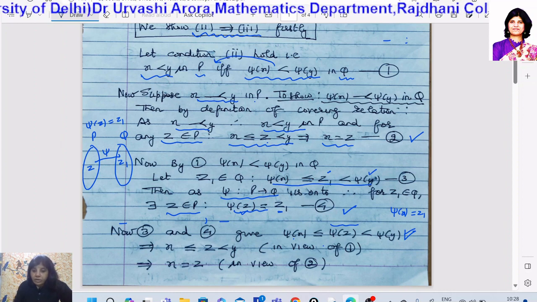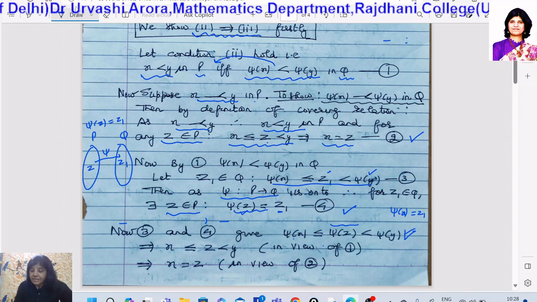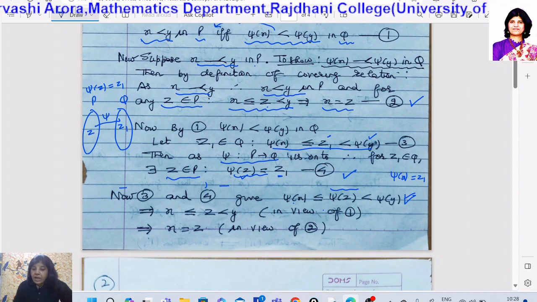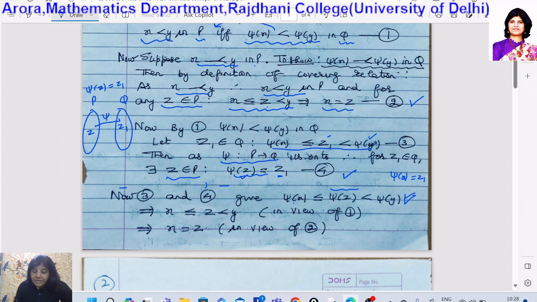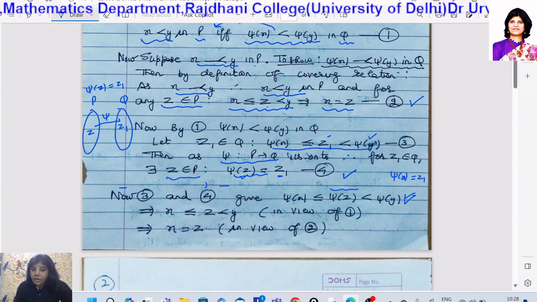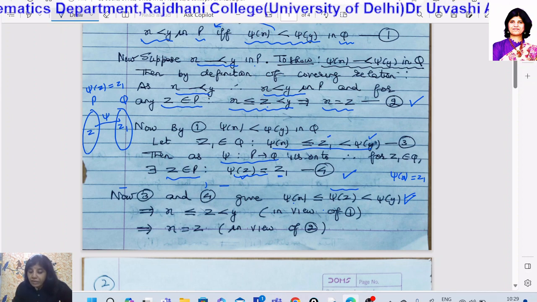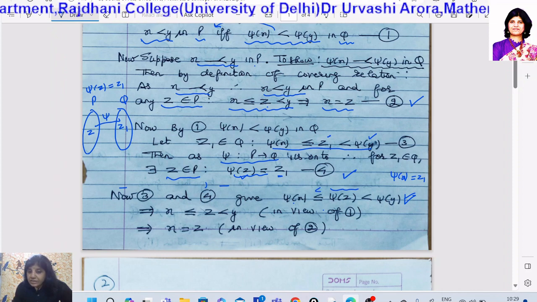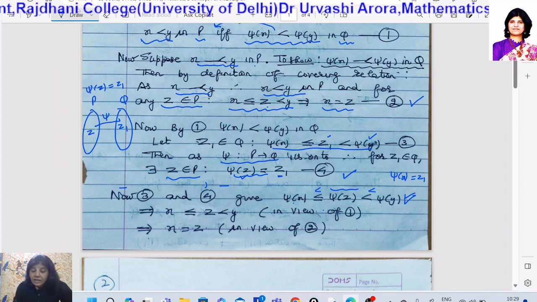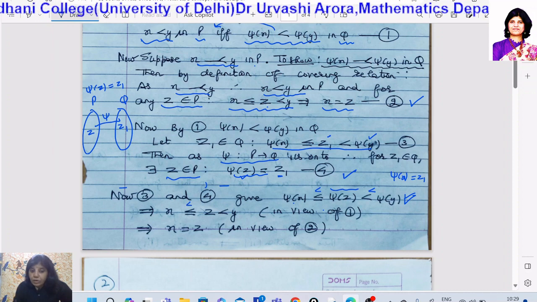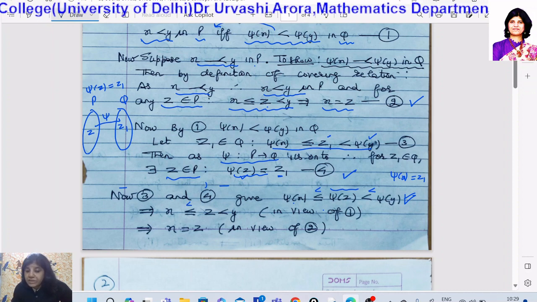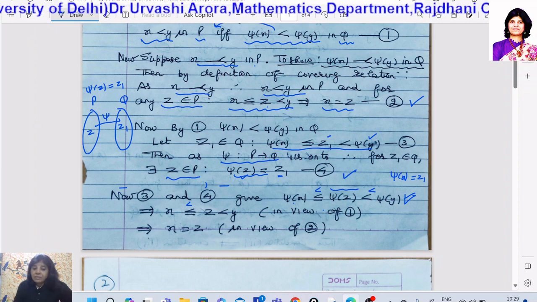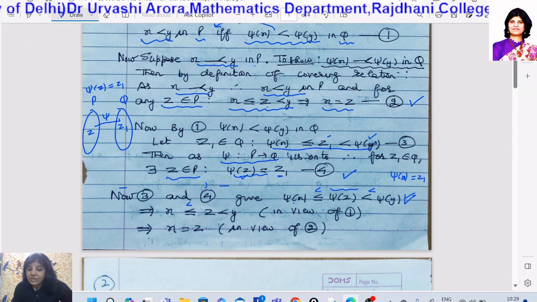So now here you have that psi x is less than or equal to psi z is less than psi y, and this I'm saying implies x is less than or equal to z is less than y, because whenever the images are strictly related, here there is a less than sign, here there is a less than sign, then the elements are also strictly related. So whenever psi x is strictly less than psi z is strictly less than psi y, this implies x is strictly less than z is strictly less than y.